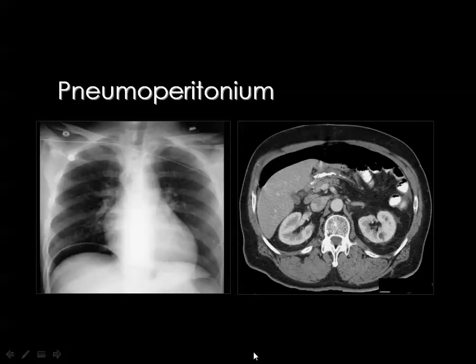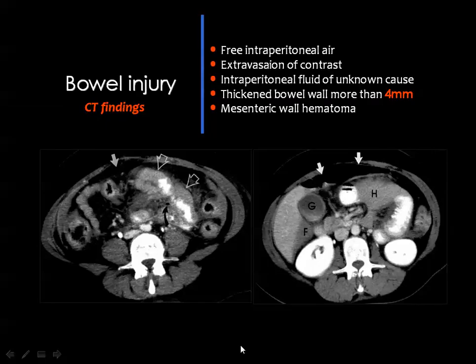Then whenever the patient had a history of blunt abdominal trauma and you got pneumoperitoneum, you should suspect perforated viscus. And here you can see the pneumoperitoneum is clearly and accurately evaluated by the erect chest X-ray. And you can see here, this is the right diaphragm, and this is air under the diaphragm between the liver and the diaphragm. And you can appreciate the pneumoperitoneum in the CT scan as well.